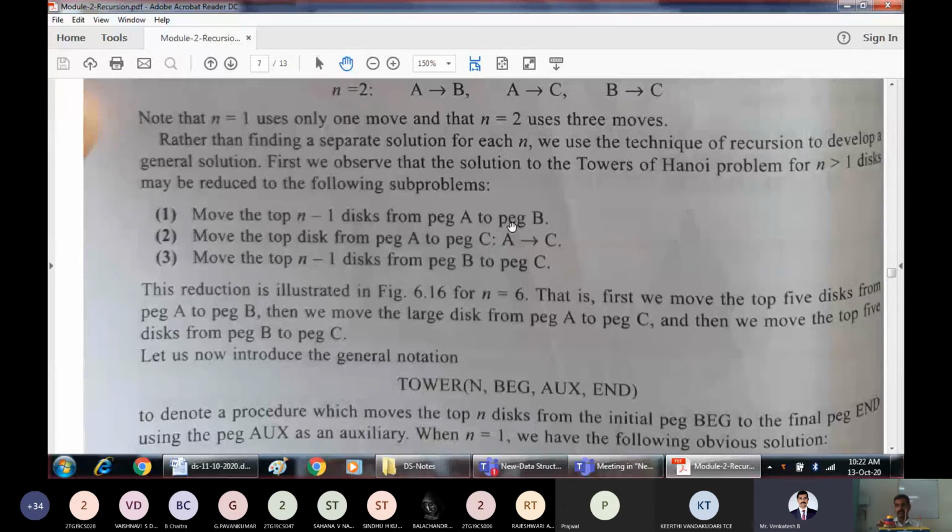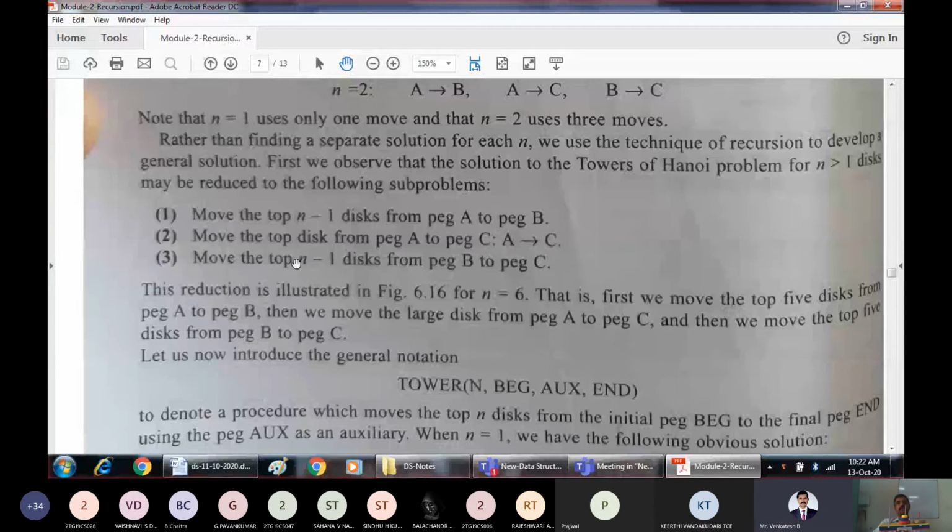The first approach here is the recursive solution for this. Take the top n minus 1 disks. If n is 10, n minus 1 is 9. Take the top 9 disks and move them from A to pole B. That is the first step. What is the second step? Move the top disk from peg A to C. You will be left with only one disk. Take the disk from A and move it to C.